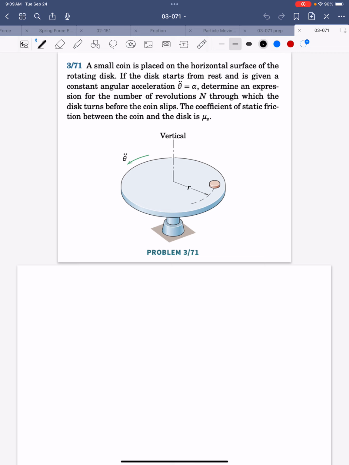So what's happening here is, let me read the problem. A small coin is placed on the horizontal surface of the rotating disc. If the disk starts from rest and is given a constant angular acceleration, theta double dot equal to alpha, determine an expression for the number of revolutions n through which the disk turns before the coin slips. The coefficient of static friction between the coin and the disk is mu s.